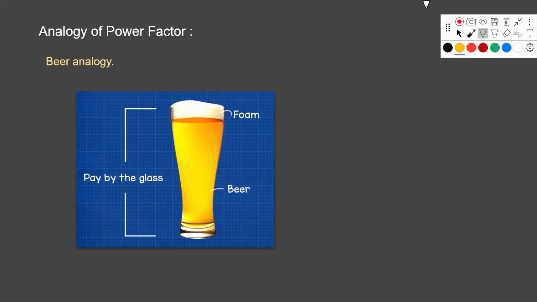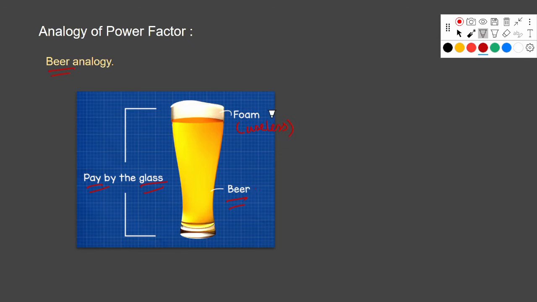Now let us understand better with the help of an example from our daily life, the beer analogy. It is one of my favorite analogies and it clearly explains the concept of three different powers in AC systems. Suppose we ordered a glass of beer. The glass has these two components, the real beer part and the foam part. And we pay by the glass, whole glass. But actually we don't. The foam part is useless and the actual part is the beer.